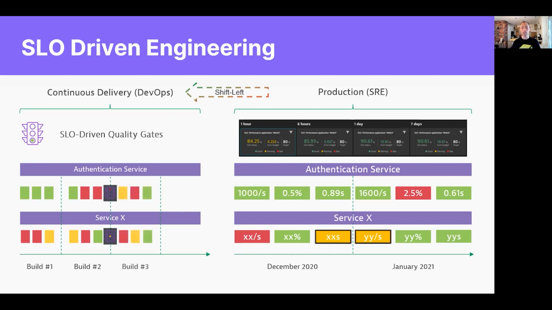Or if a code change is all of a sudden increasing the number of calls to an external service, which is very expensive maybe, then you can block it right away before later on running into any penalties. So the idea is very simple.